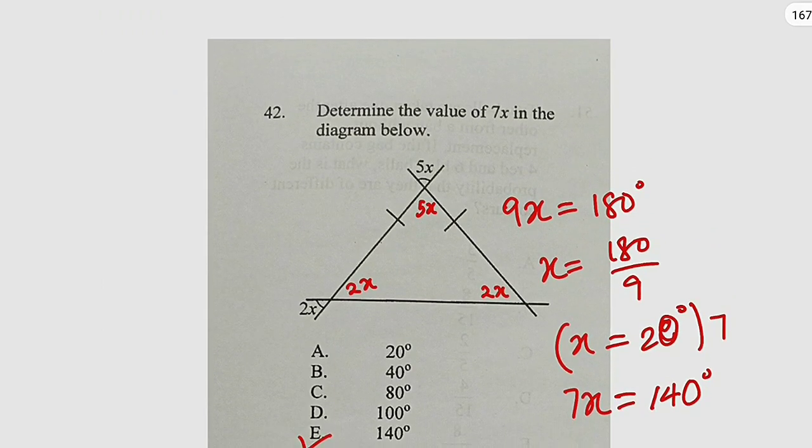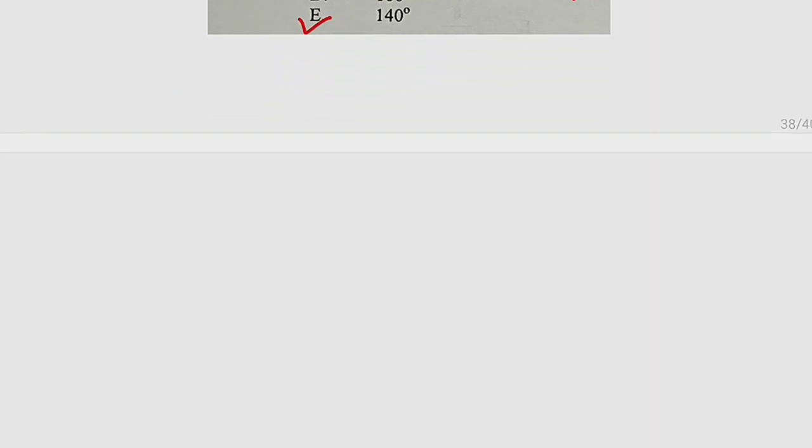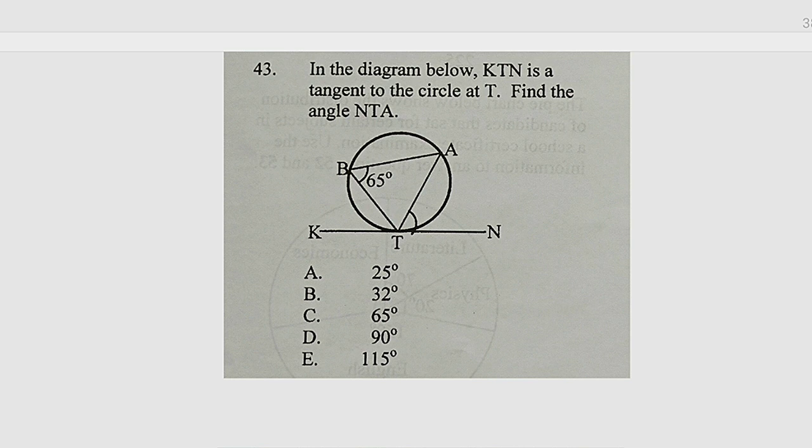Now let us move on to question number 43. Question number 43, in the diagram below, KTN, let us locate it. KTN is a tangent of a circle at T. You should know that a tangent is a line that touches a circle at exactly one point. We're asked to find the measure of the angle NTA. Let us locate it. We have N, we have T, we have A here. Therefore, they are referring to this particular angle.